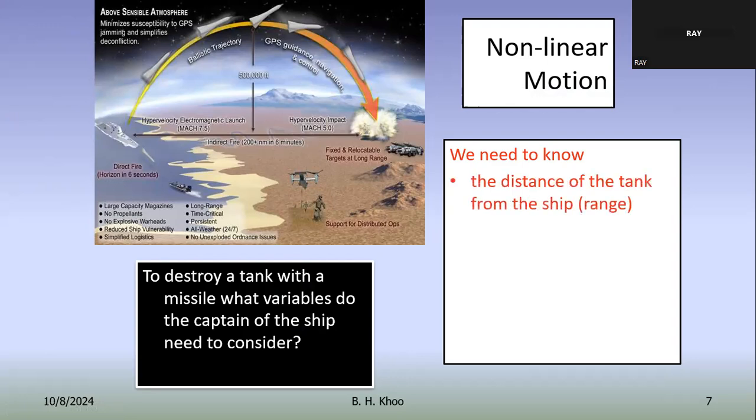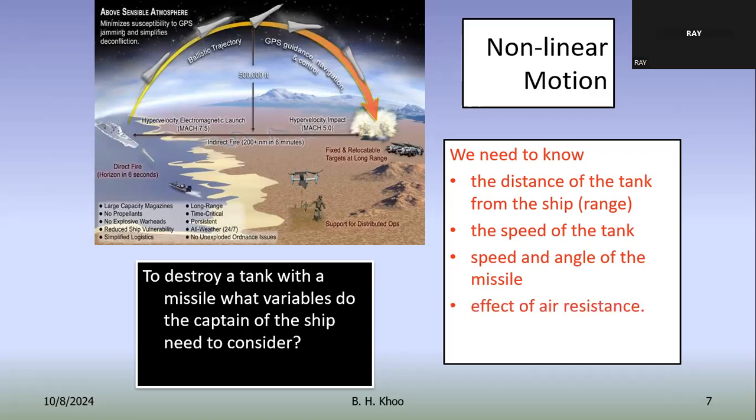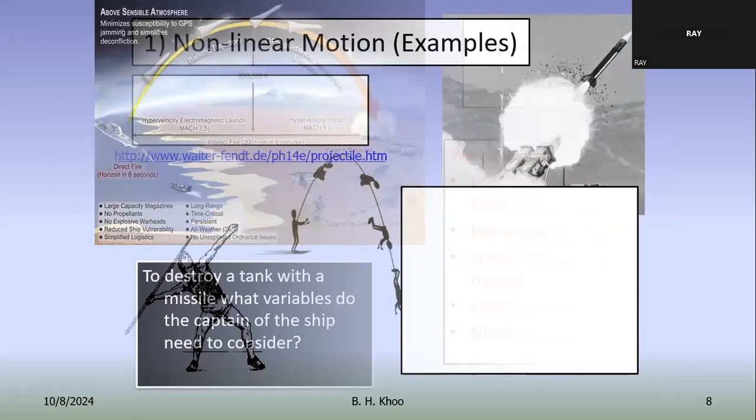Okay. You need to know the distance of the tank from the ship. That's the range. The speed of the tank, whether it's stationary or moving. And then you have to decide the speed and angle of the missile from that. And then you also have to consider the effect of air resistance and the direction of wind speed. So usually all this will be worked out by the computer.